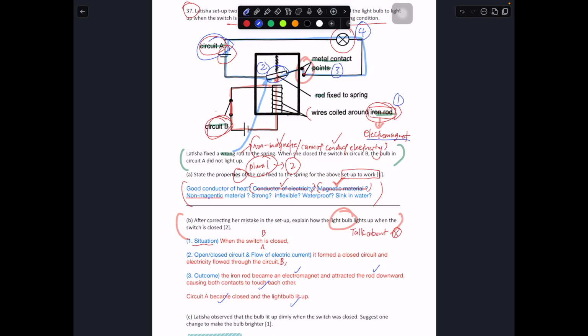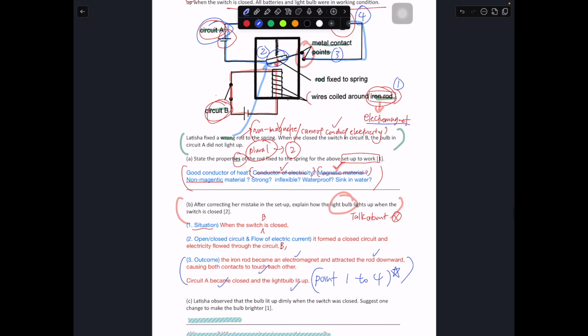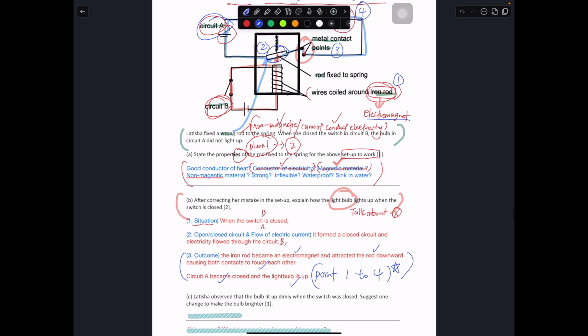So pretty straightforward. So these are points 1 to 4, at least for this part. Next, the teacher observed that the light bulb lit up dimly. So that means there is less electricity flowing. Less electricity. The question says, suggest 1 change to make the light bulb brighter.